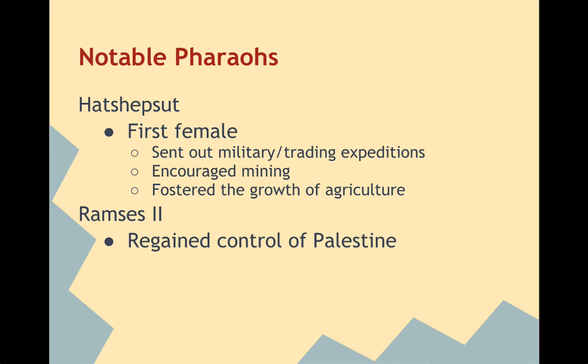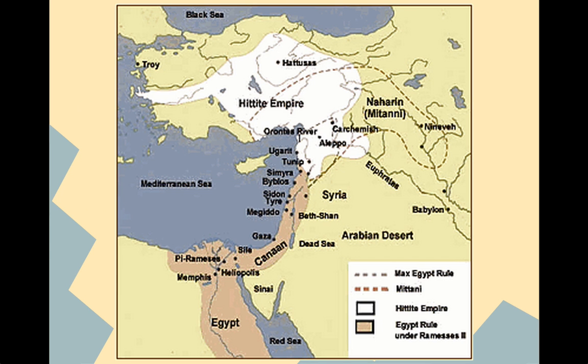But Ramses II is going to regain control of Palestine and even restore more power to Egypt. So after they've been invaded and they kick the groups of people out, Ramses helps Egypt gain more power. Now, later on, though, and actually I'll let you look at this map.